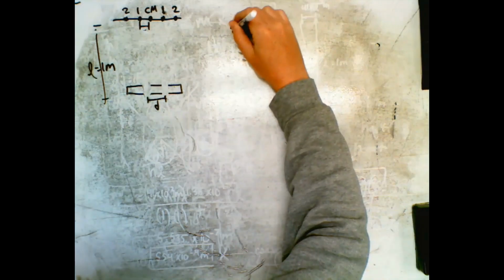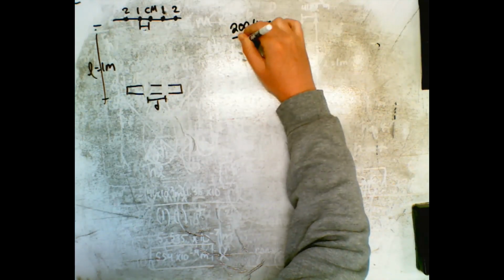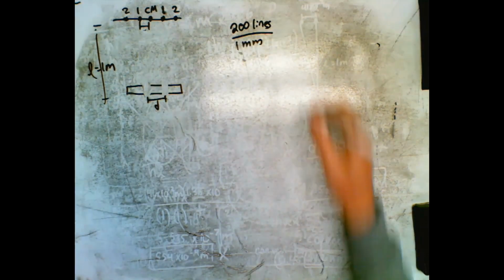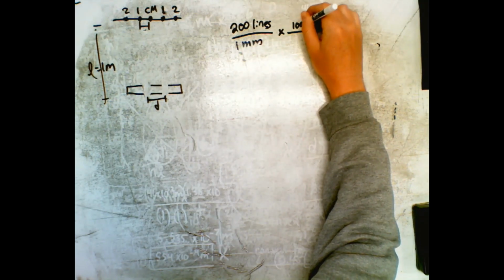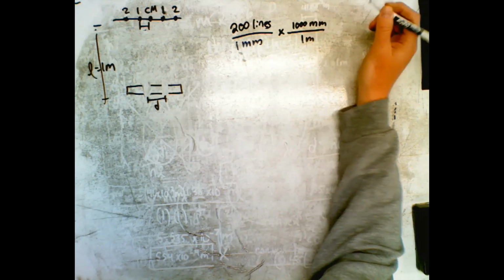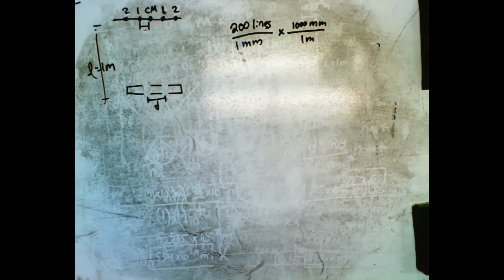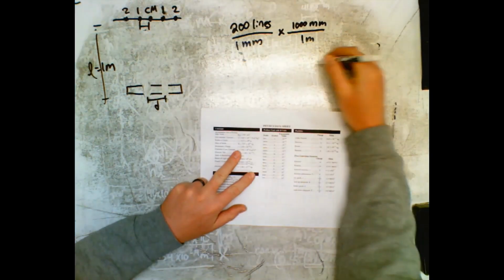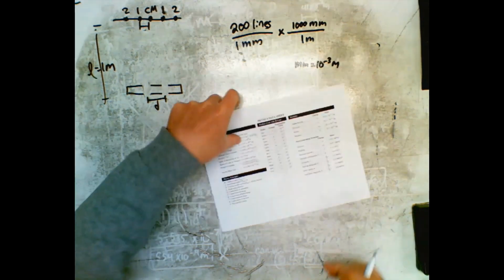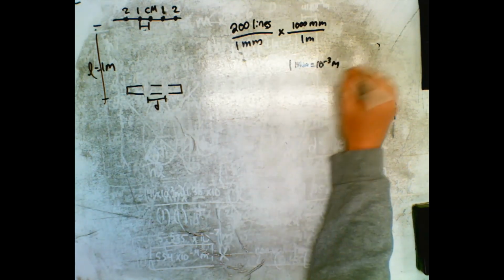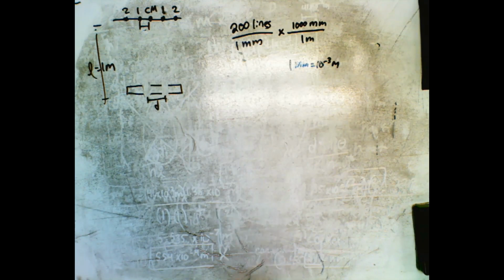Okay, so first thing we need to find out is the distance between these slits. And we should be in meters because other stuff is given in meters. It says that we have 200 lines per millimeter, so we need to switch this into meters first. There are 1,000 millimeters in 1 meter, and you can look that up on your data booklet. It says a millimeter equals 10 to the negative 3 meters, or you can just memorize 1,000 millimeters in 1 meter. But you got to make that conversion.